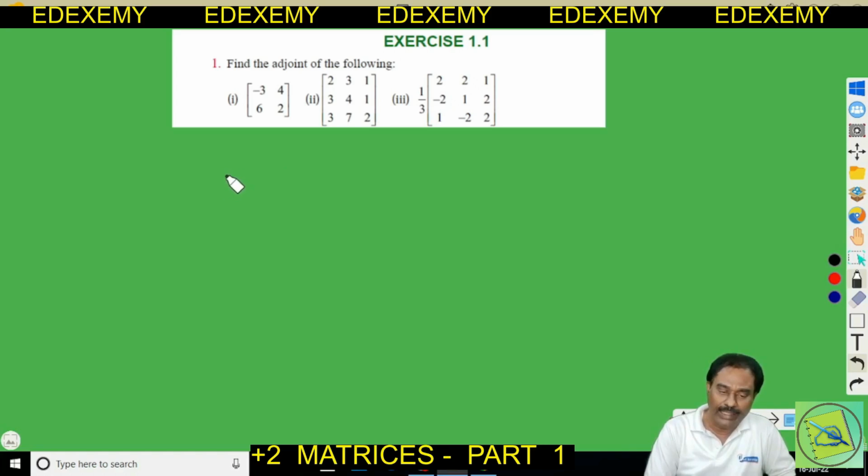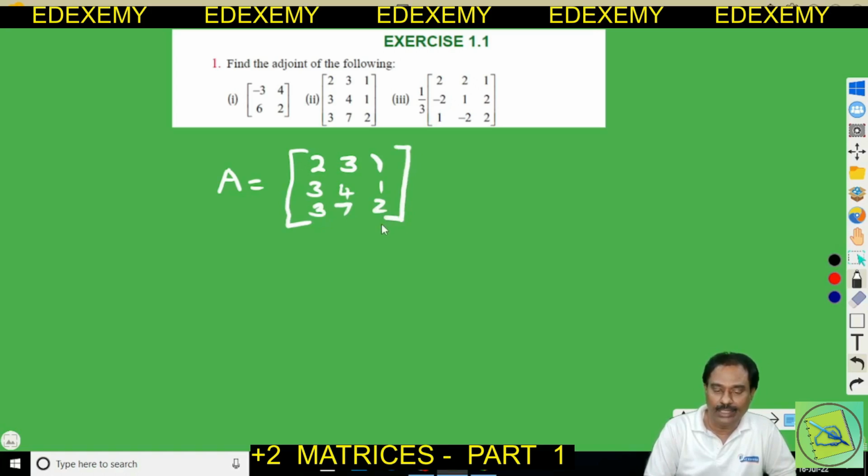Okay. So let us take this matrix as A. Let A equal the matrix with rows 2, 3, 1; 3, 4, 1; and 3, 7, 2. Let us write it like this. Let this matrix be A. Then the question is, we have to find the adjoint of A.